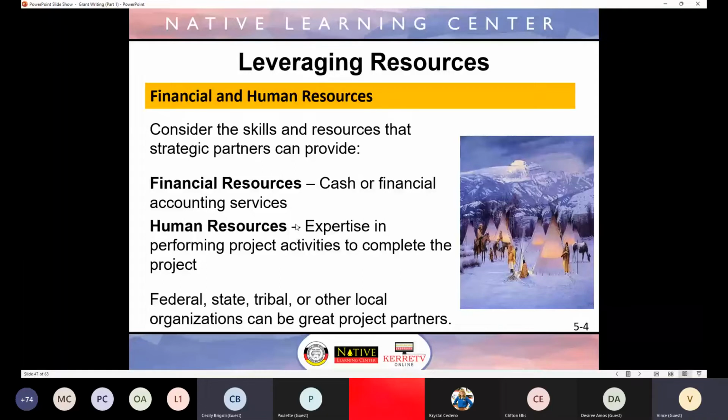Being able to always watch for those kinds of situations as grant writers. How can we leverage resources? So if the grant comes in and says there's a matching requirement, this might serve the need.